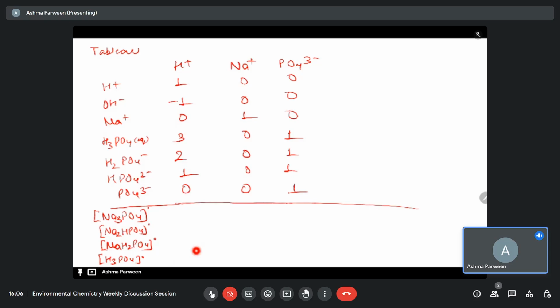So from Na3PO4 we have 0 H plus, it will give 3 Na plus and 1 phosphate. Na2HPO4 will give us 1 H plus, 2 Na plus and 1 phosphate. NaH2PO4 will give us 2 H plus, 1 Na plus and 1 phosphate, and H3PO4 will give us 3 H plus, 0 Na plus and 1 phosphate.